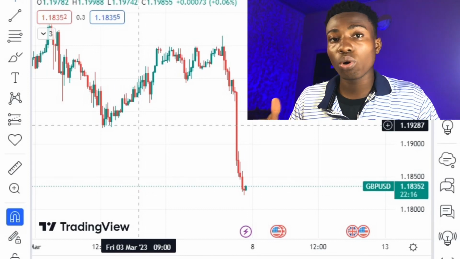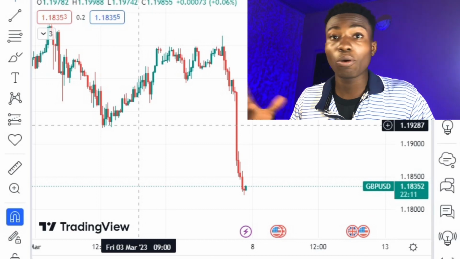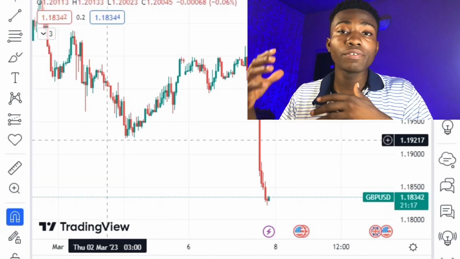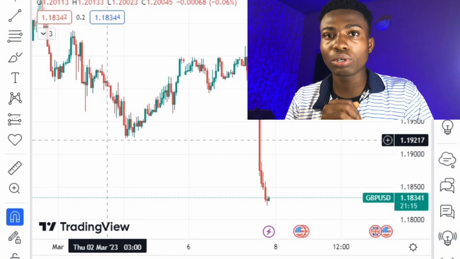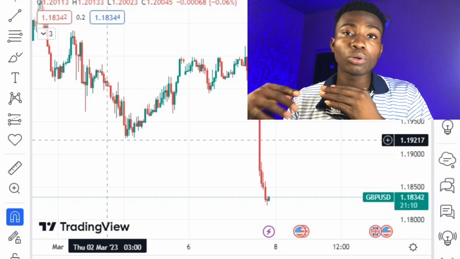Now that we know all this, how are we going to know that the market is going to go into an uptrend or a downtrend? I want to give you guys a much simpler way to look at the market, but the method I'm going to show you right now is only available on TradingView.